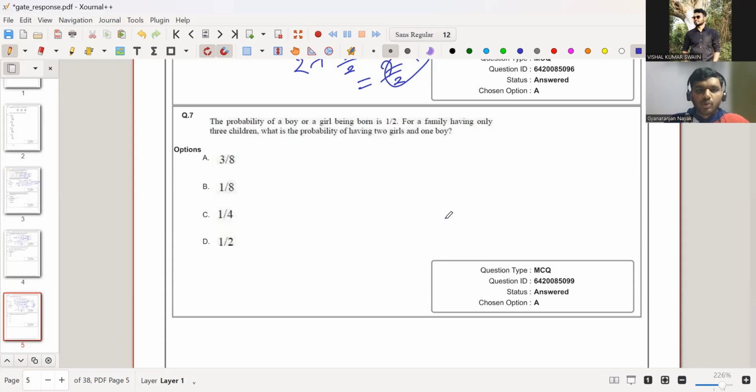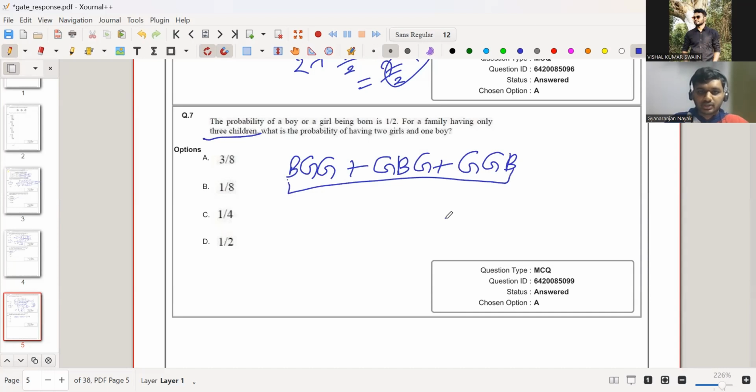So here the probability of a boy or a girl being born is 1 by 2 for a family having only 3 children. Here given the family having 3 children. What is the probability of having 2 girls and 1 boy? So here first one is 2 girls and 1 boy. So the combination is boy then girl, girl. The second combination is girl then girl then boy... and the third combination is girl, girl, boy in another order. Okay, so here possible 3 combinations.